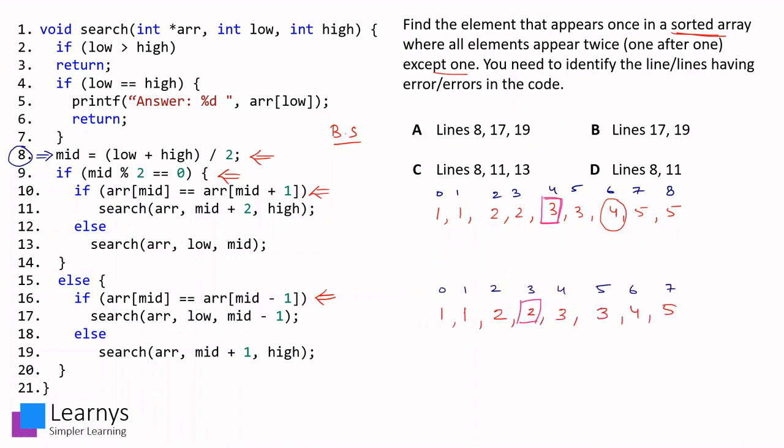So considering two examples, if suppose my mid value is over here at index number 4, where I have 0 to 8 indices, then it is an even index. I will check this element with arr of mid plus 1. Since they will be found equal, it is very clear that in the left hand side of the array, all will be pairs and we just have to find in the right hand side of the array, which we are doing over here.